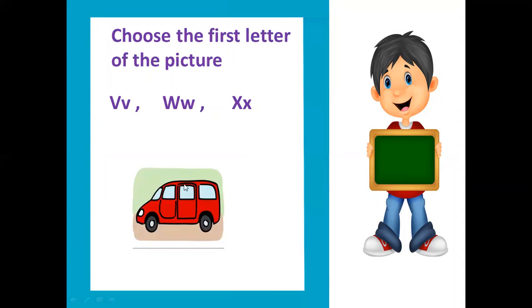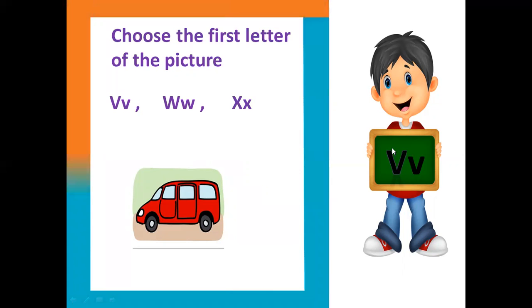Now, again, there is another picture, and they say choose the first letter of the picture. V, W, X are given. So, what is the first letter of the van? This is a picture of a van. X? No. W? No, we have just learned that W is for watch, and W is for window, and W is for watermelon. So, what is the first letter? Check it out. It is V.